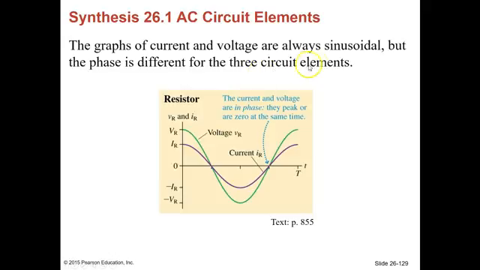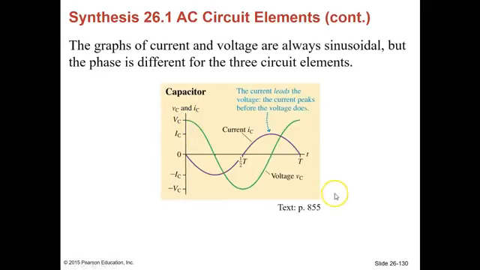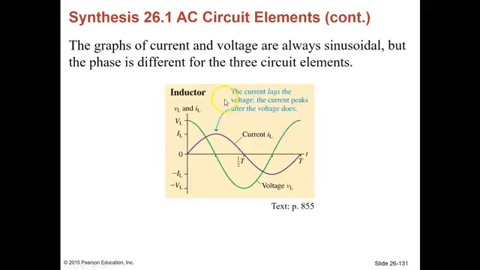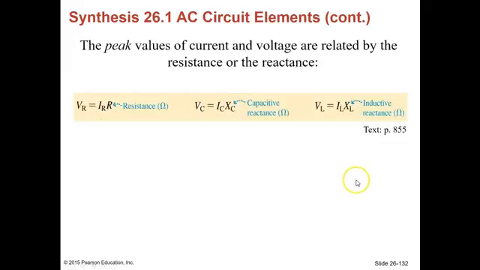The graphs of current and voltage are always sinusoidal, and that's what we said for a resistor. So we're kind of just going through and putting everything together now in these elements. So if I have a resistor, we notice that the voltage and current are always in phase. If we look at a capacitor, we see that they're not in phase and that the current leads the voltage. And then in an inductor, the current lags the voltage. And that's the difference between the two.